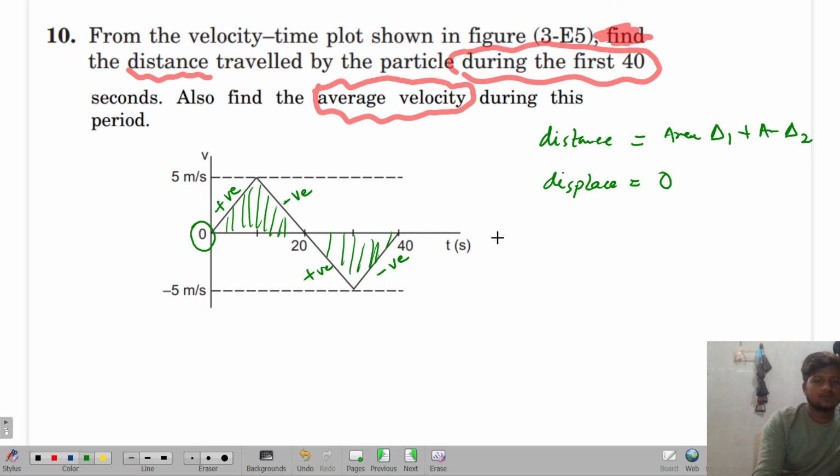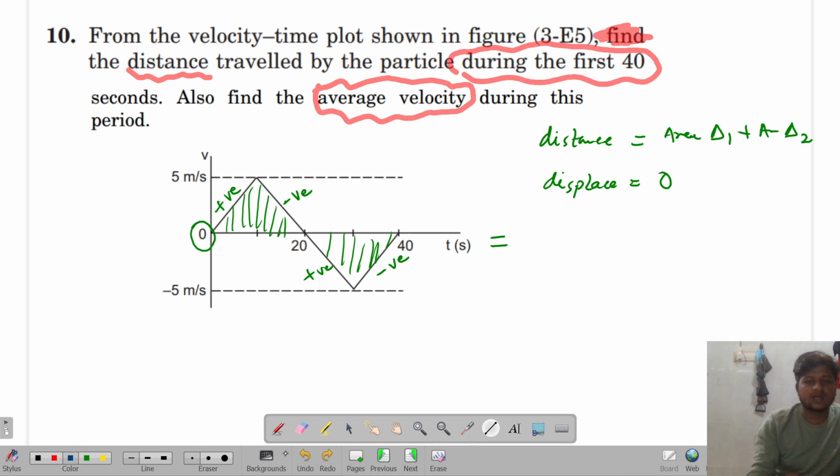Got it or not? So what will be that area? Simple. You divide this whole equilateral triangle into two parts. Simple, yaar. Why do you guys take things very hard? So the area of this part will be half, base is going to be 10, so 10 into height, which is 5. Got it or not? So this is the area of this region. Multiply it by 2, yes or no?